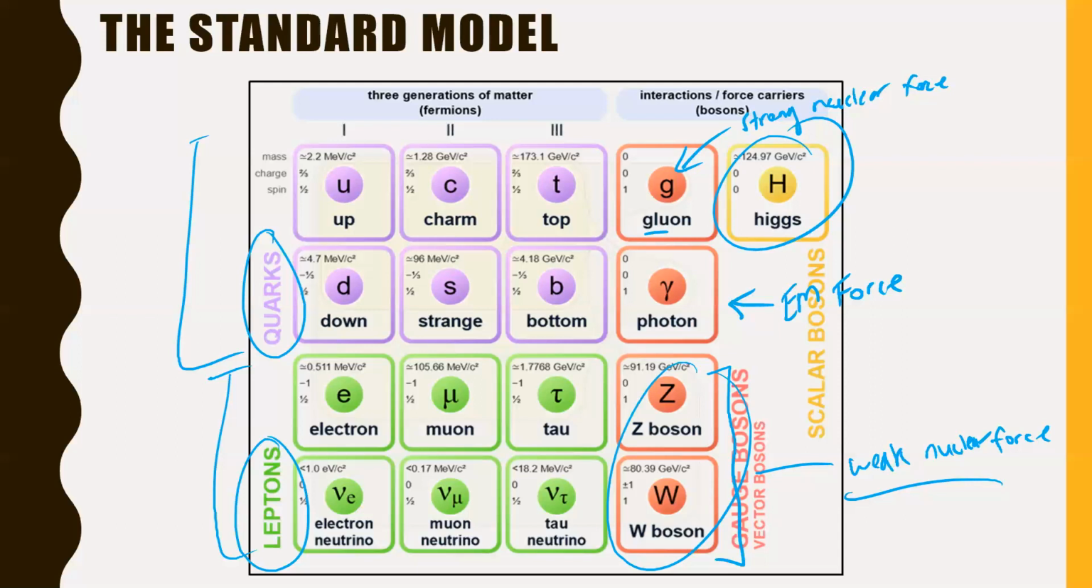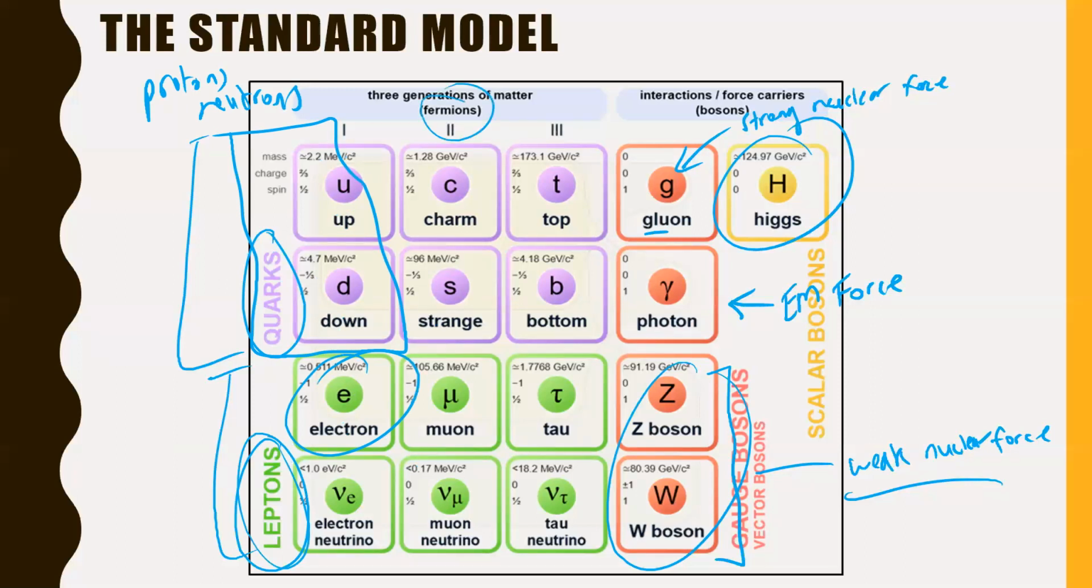But again, to make things a little simpler for us, I just want to remind you, basically the only things I need you to understand are the up and the down quark make up your protons and neutrons, okay? Your electron is not part of your quark matter. So in other words, electrons are not made up of quarks, but rather they're a different type of matter or a different type of fermion called a lepton.